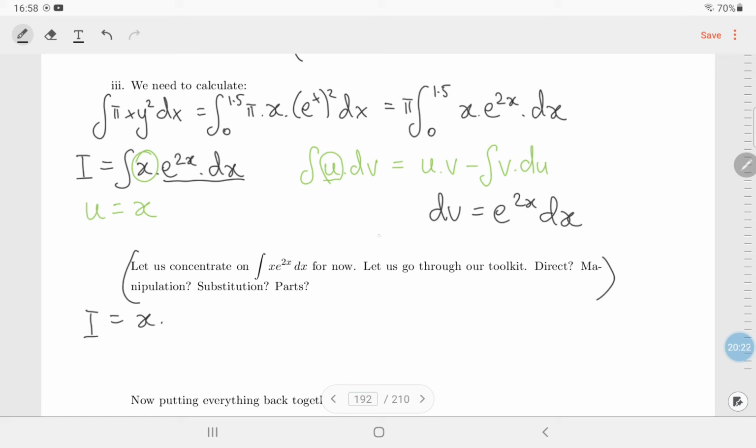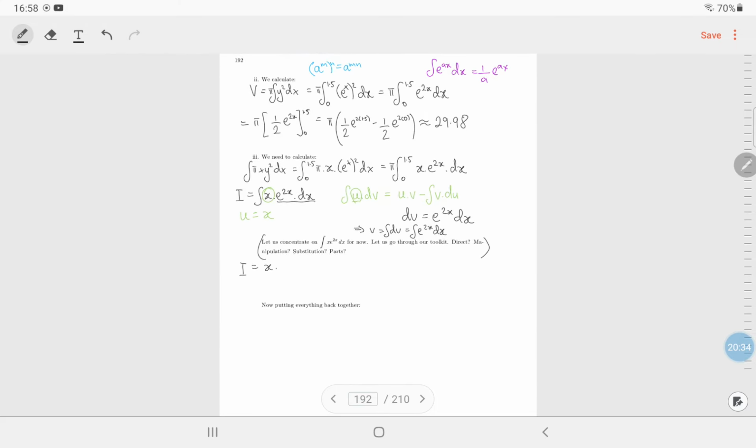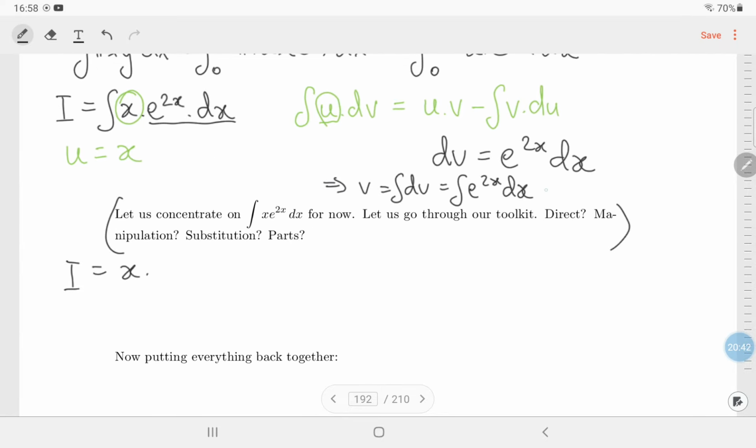Now how do you get v? You get v by integrating dv. So v is the integral of dv, which is the integral of e to the 2x dx. And if we look back up the top of the page, this is in the tables, antiderivative of e to the 2x is 1 over 2 e to the 2x. So that's v. Minus integral v. What's v? Half e to the 2x times du.